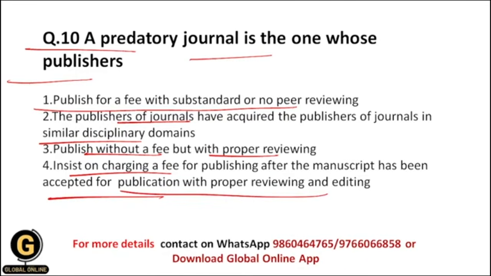So students, a predatory journal has publishers who are basically scam publishers, and they take fees from the authors, and they do not offer any kind of proper reviewing, and they do fake work. And that's why your correct answer should be 1, because the publishers of a predatory journal publish for a fee with substandard or no peer reviewing. That's why this kind of journal is called a predatory journal, because these publishers are like a scam and they take fees for nothing from the authors.